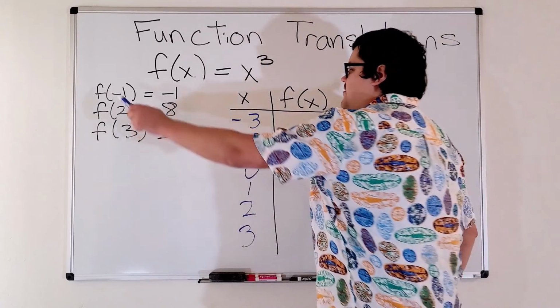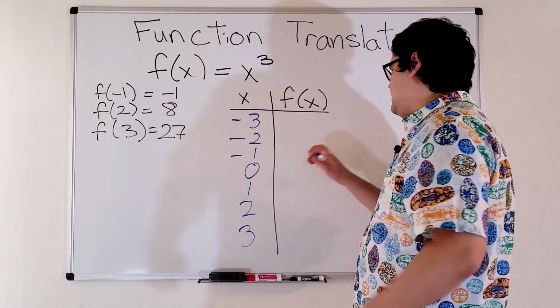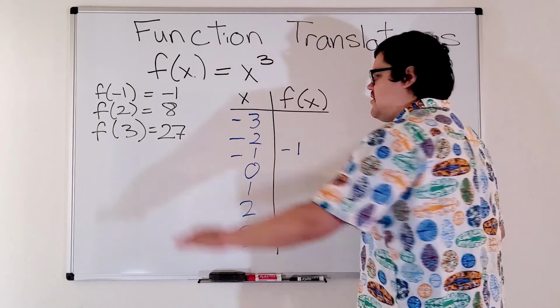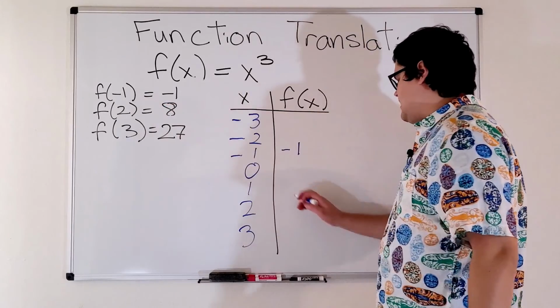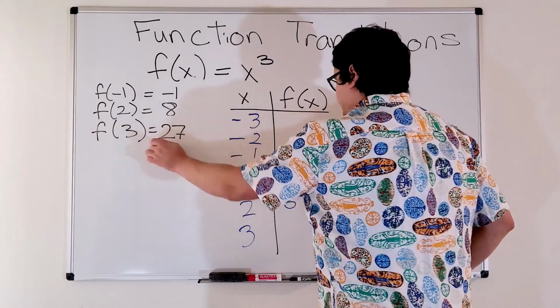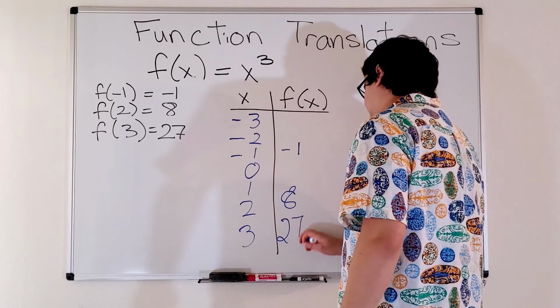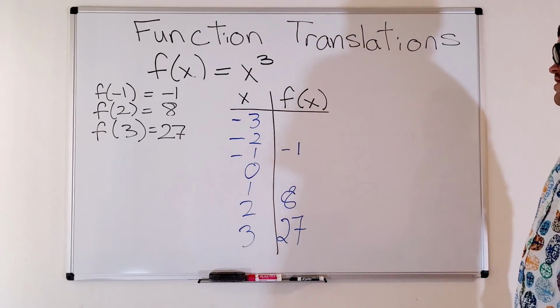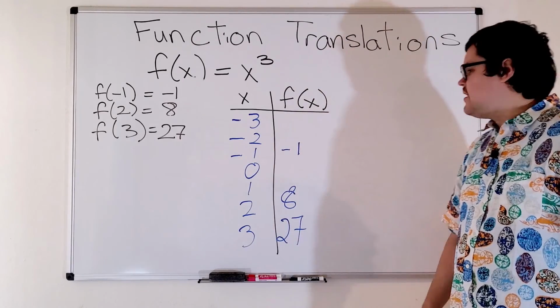So we already know that f of -1 is -1. So the output here is -1. Similarly, we already know f of 2 is 8. So the output here is 8. And f of 3 is 27. What about these other values here that are missing?